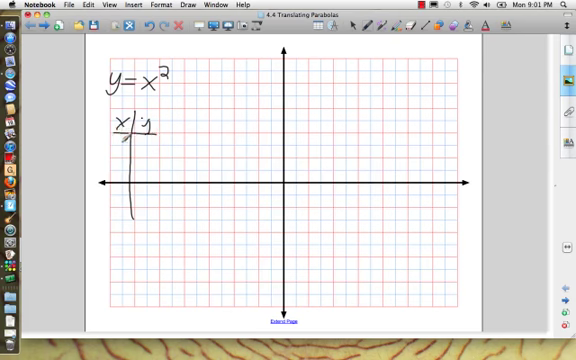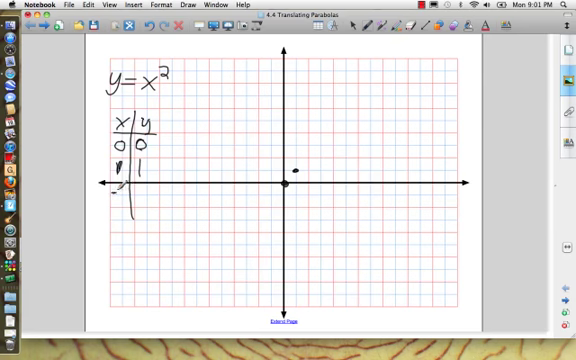So if x is 0, you're going to plug that in for x and square that. You'll discover that y is also 0. So let me clean this up a little bit. So 0, 0 is on the graph. So that's 1 point on the graph. Now, suppose x is 1. Well, if you square 1, you get 1. So that means the point 1, 1 is on the graph.